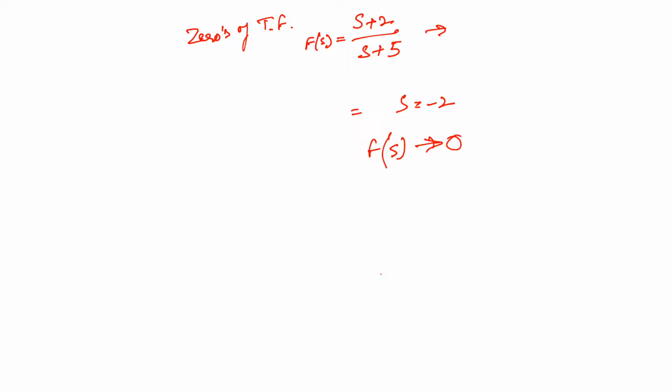So the roots of the numerator, that is s plus 2, are the values of s that make the transfer function 0. So these are known as the zeros. However, similar is the case with the poles.